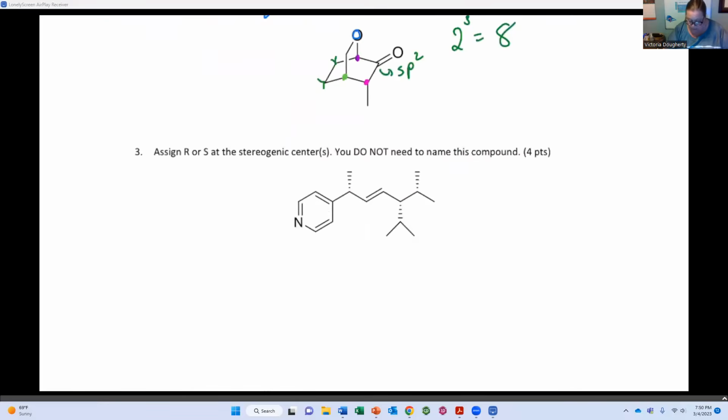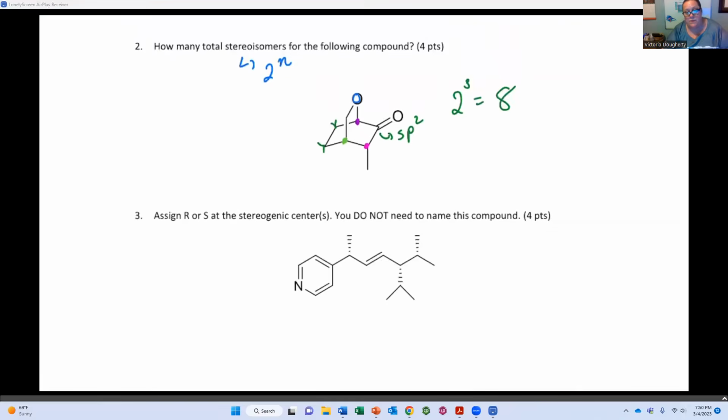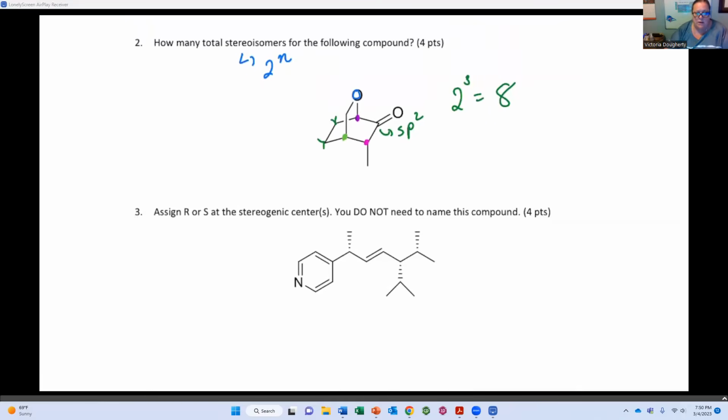Now, you will have a question like both of these, also assigning R and S. You do not need to name this compound because frankly, I would have to struggle to name this compound. How many stereogenic centers do you have? You have 1 here. You have 1 here. And that's it. I almost tricked myself. This is not a stereogenic center here because why?